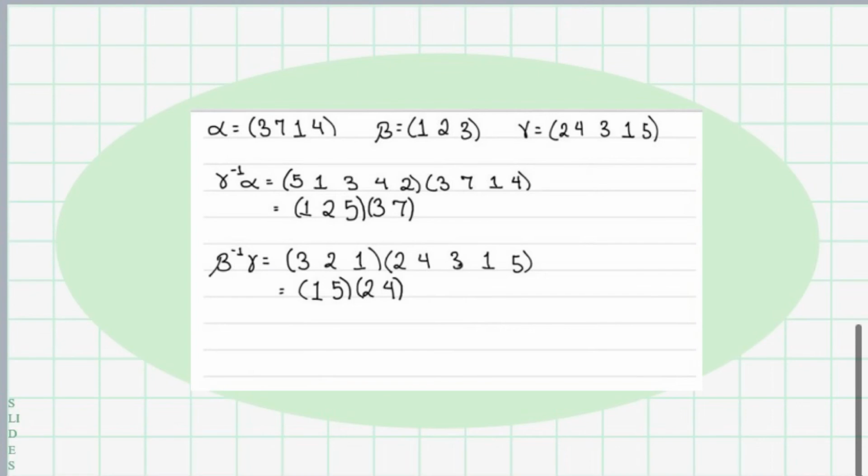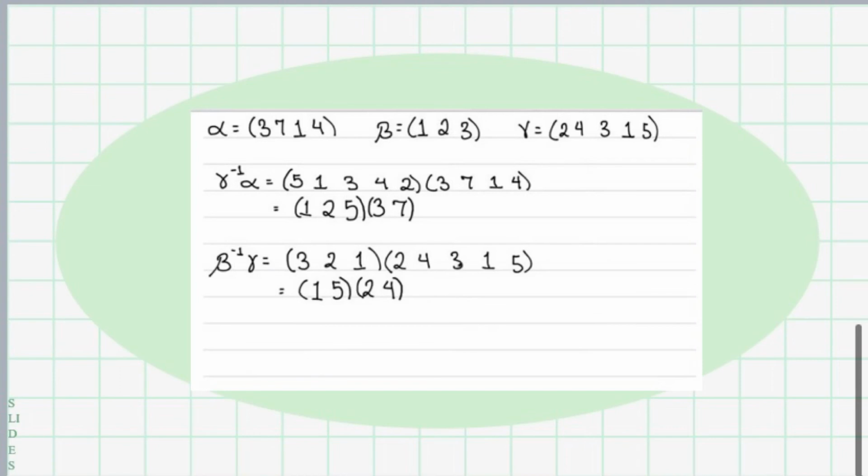So next, let's look at beta inverse gamma. So beta inverse would be 3, 2, 1. And the gamma, as you can see in the PowerPoint presentation, is 2, 4, 3, 1, 5. So let's begin. So 1 maps to 5, and the 5 remains constant. So 5 maps to 2, then 2 maps to 1, so we are done there.